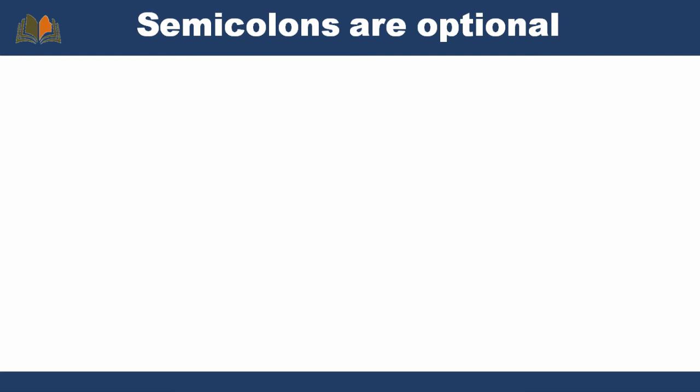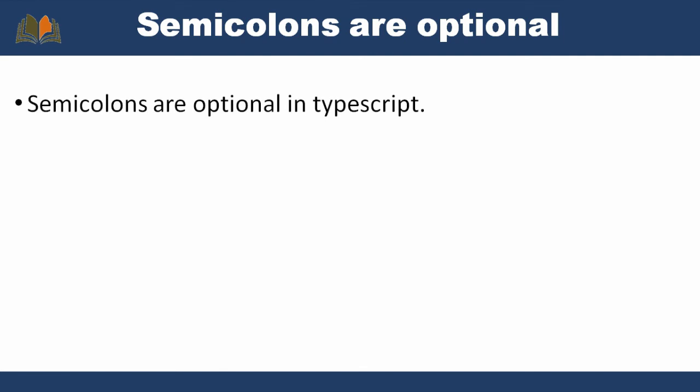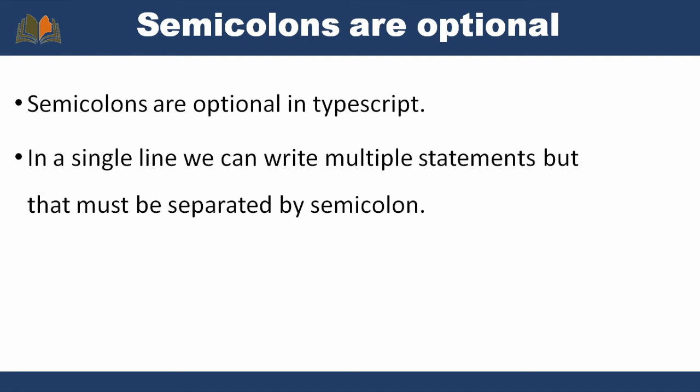The next thing is that semicolons are optional, which means we can write a line in a TypeScript file, and it is not required or mandatory to give a semicolon in that line. But if we want to write multiple lines of code in a single line, then in that case we need to give semicolons. Otherwise the TypeScript compiler is unable to find whether that is a single line of code or it contains multiple lines of code. So these are the things we need to take care of while writing the TypeScript program.